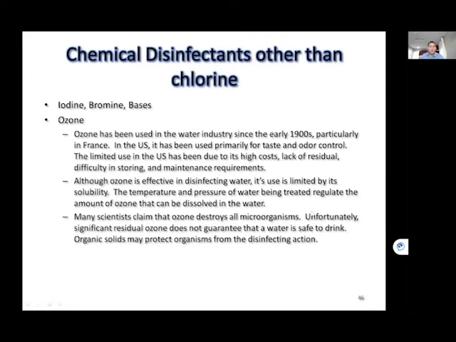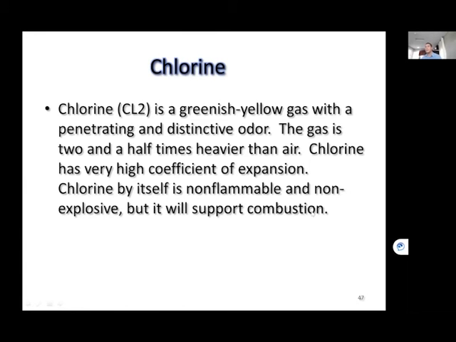And then there's ozone. Ozone has been used in the water industry since the early 1900s, particularly in France. Although ozone is effective in disinfecting water, its use is limited by its solubility. The temperature and pressure of water being treated regulate the amount of ozone that can be dissolved in the water. Many scientists claim that ozone destroys all microorganisms. Unfortunately, significant residual ozone does not guarantee that water is safe to drink. So there are pros and cons to ozone as well. It's expensive. It has to be generated on site. Mainly larger utilities can afford it.